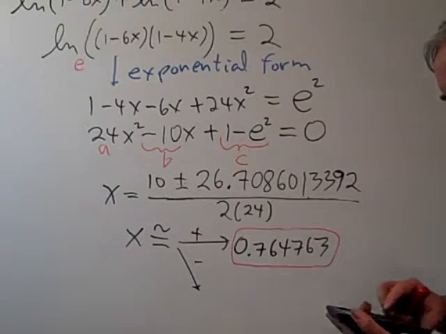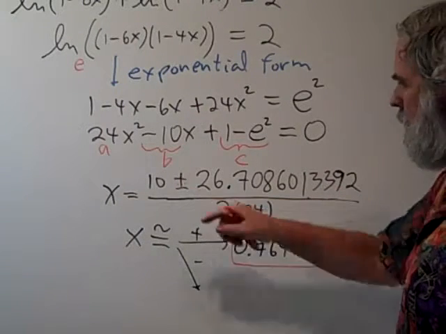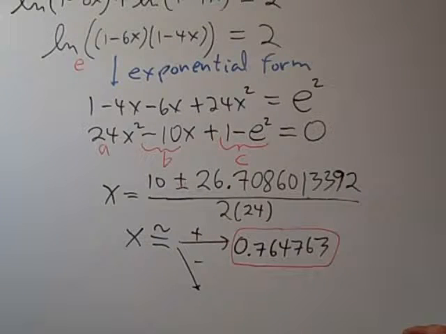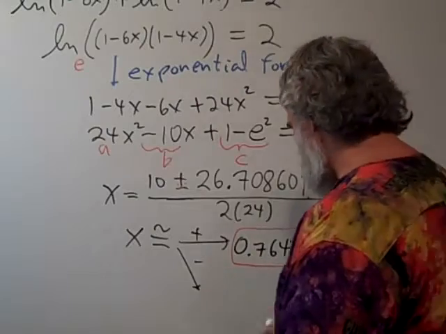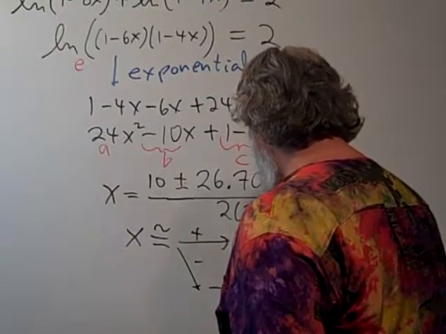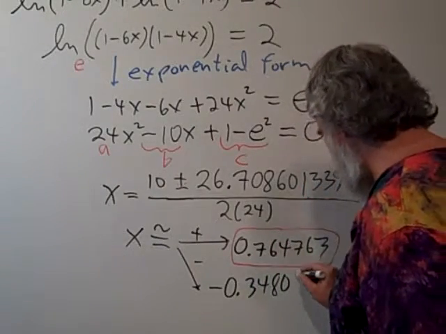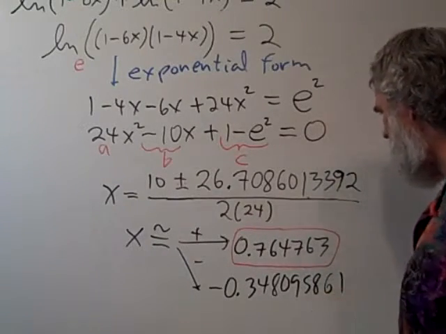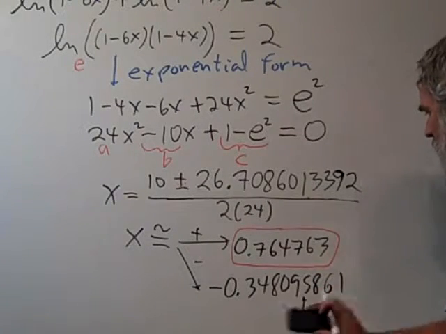Okay, then for the negative, we end up with, I'm going to recall from the memory the 26, subtract it from 10. That's negative 16 something divided by 48. And this time we get negative 0.348095861. Round off to the nearest millionth, 1, 2, 3, 4, 5, 6. The next digit over is an 8, so we have to round the 5 up to a 6.